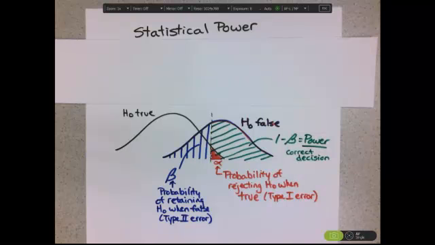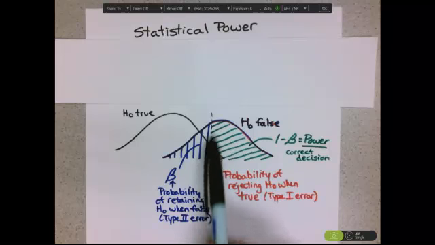So we're familiar with alpha, which is indicated here in red, and that's the probability of rejecting the null hypothesis when it's true. So if we have some critical value that's represented by this dashed line, the remainder of the data that would fall into the distribution when the null hypothesis is true is represented here in red, and it's the probability of rejecting the null hypothesis when it's true.